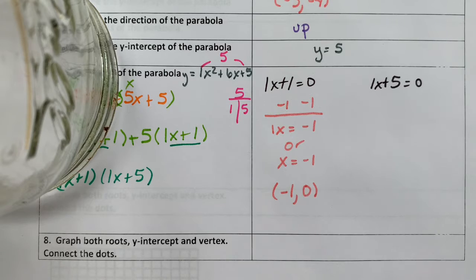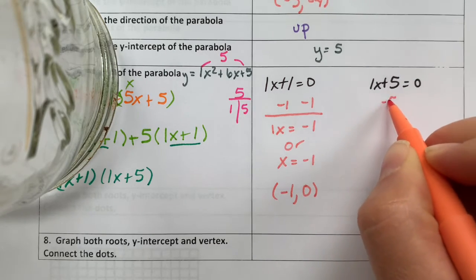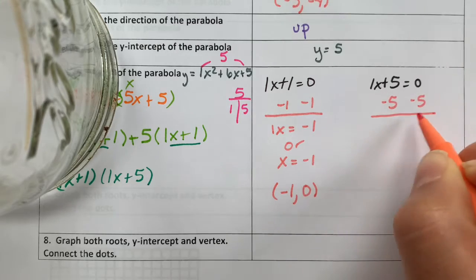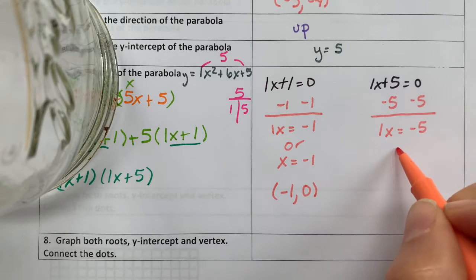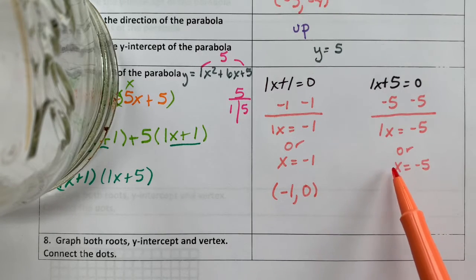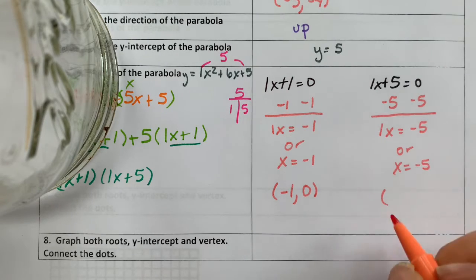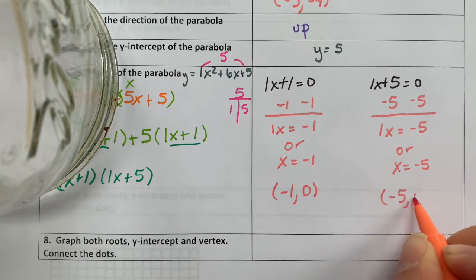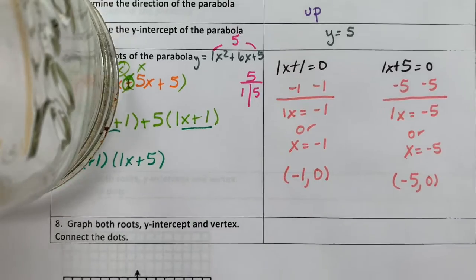Now, let's look at this one. I'm adding 5, so I have to subtract 5 from both sides, so that I have 1x is equal to negative 5, or x is equal to a negative 5. Remember, the 1 in front is assumed. And so now I need to write this so that we can plot it as negative 5, 0. So I'm going to plot those 2 points on my graph, and then we can finish our parabola.